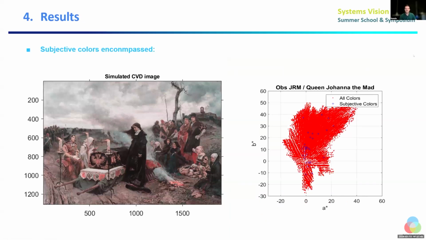This plot is an example of the relevant colors found in the simulated painting Journal de Math, painted by Pradilla in 1877. The plot on the right shows the A and B color components of relevant colors, these blue crosses, superimposed over the color gamut, red points, spanned by all the colors in the image.